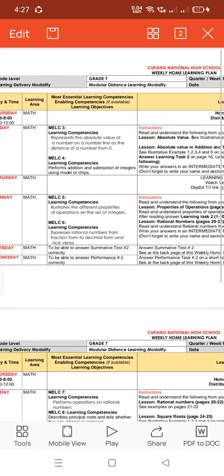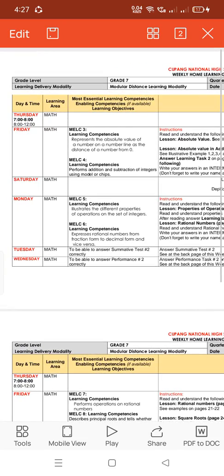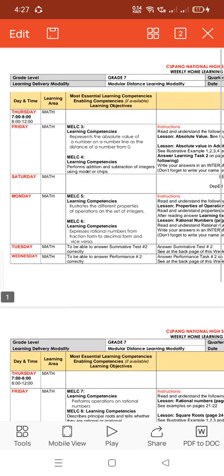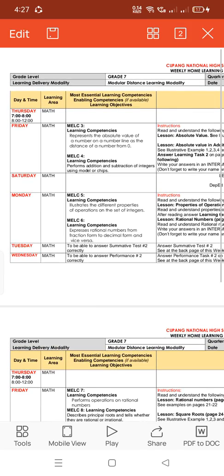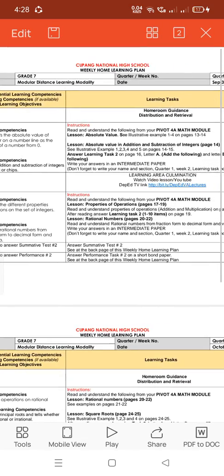BA lectures. On Monday, MELC 5 learning competency: illustrate the different properties of operations on the set of integers. MELC 6 learning competency: express rational numbers from fraction form to decimal form and vice versa.